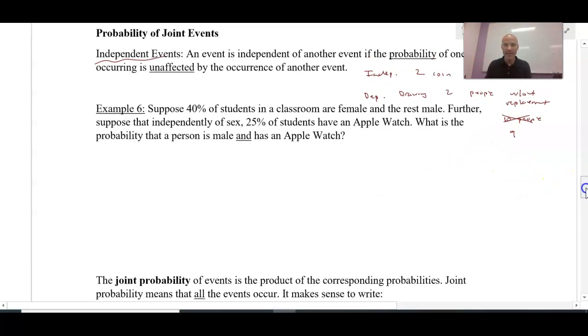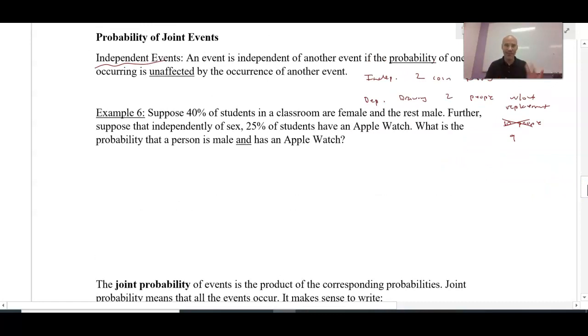Let's do a basic computation with this and realize that this is just taking percentages of percentages. Suppose 40% of students in a classroom are female and the rest male. Further, suppose that independently of sex, so that the probability of a student having an Apple Watch is not affected by their sex, 25% of students have an Apple Watch. What is the probability that a person is male and has an Apple Watch?